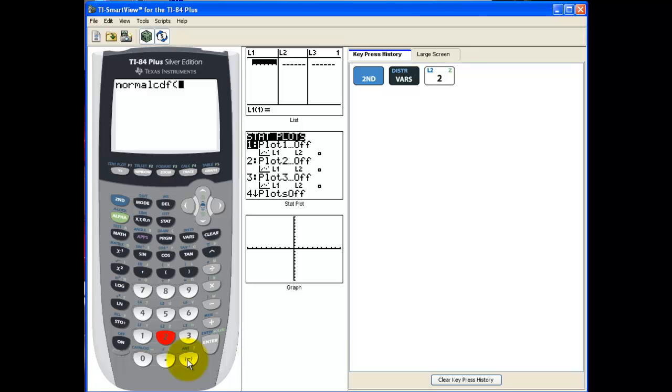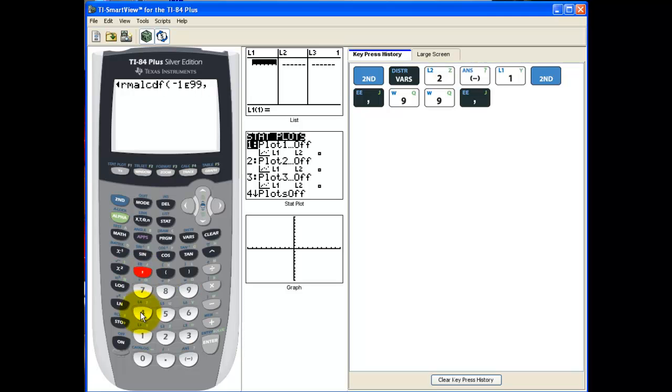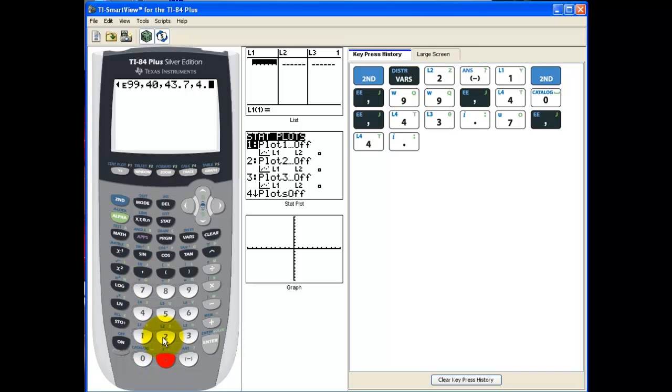The lower limit would be negative infinity, so we'll put in the calculator's proxy for that. The upper limit would be 40. The mean is 43.7, and the standard deviation is 4.2. And there's your probability.